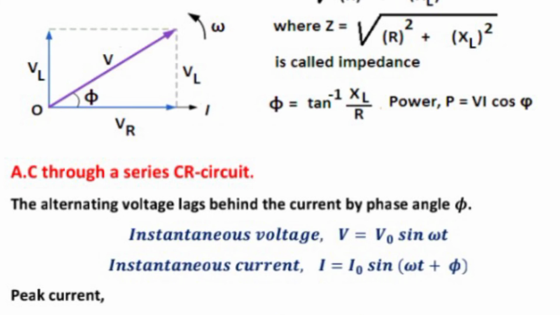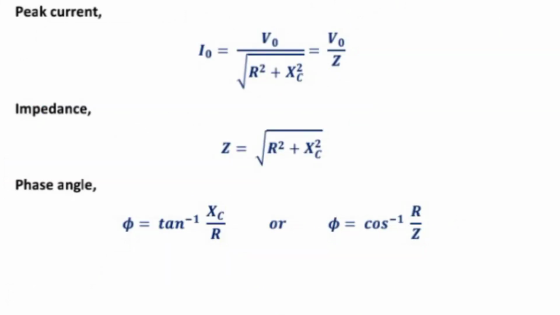The instantaneous voltage V equal to V0 sin omega t, and instantaneous current I equal to I0 sin omega t plus phi. And in this case, peak current I0 equal to V0 upon under root R square plus XC square, and that will be V0 upon Z. Here Z is impedance, and that will be under root R square plus XC square. And phase angle phi equal to tan inverse XC upon R, or phi equal to cos inverse R upon Z.